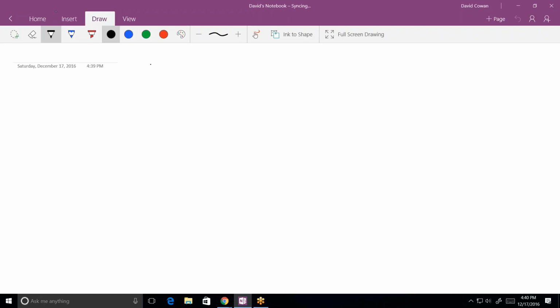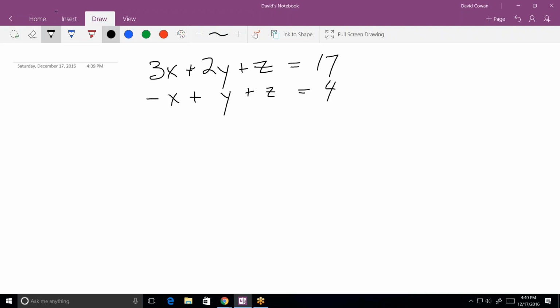It is 3x plus 2y plus z equals 17. And then negative x plus y plus z equals 4. And then x minus y minus z equals 3.